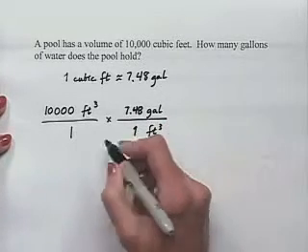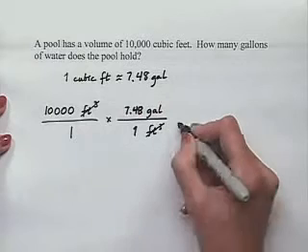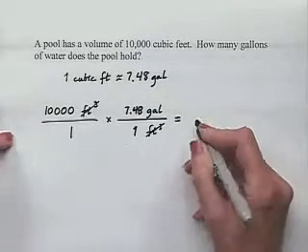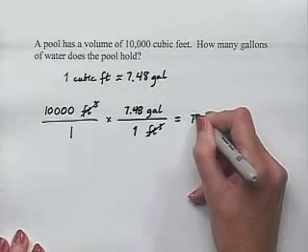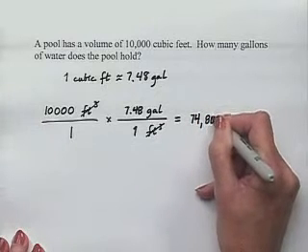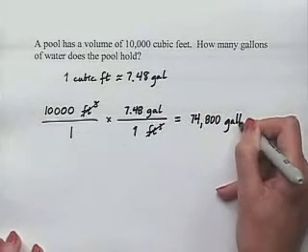We'll end up canceling out our unit for cubic feet. We're going to multiply 10,000 times 7.48. That gives us 74,800 gallons.